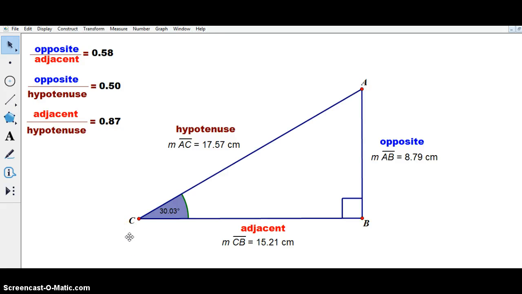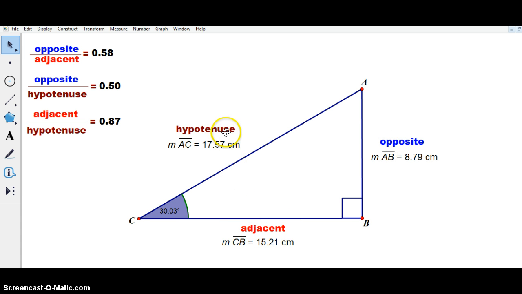This Sketchpad construction will demonstrate the underlying principles of trigonometry. What we have here is a right triangle with a 30-degree angle, roughly. The hypotenuse, opposite, and adjacent sides have been marked.